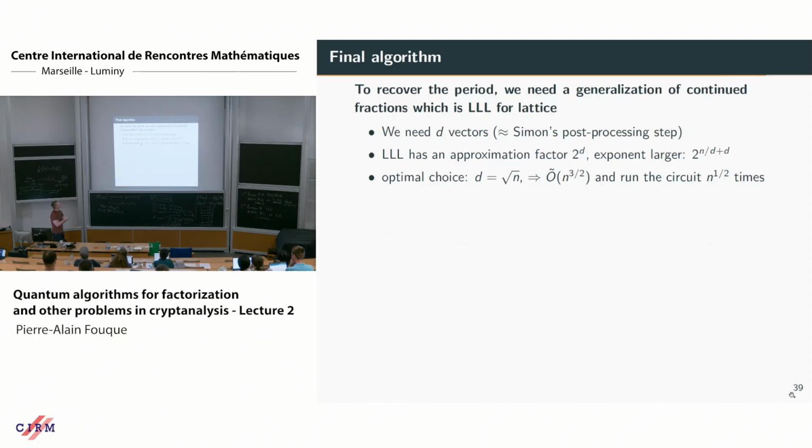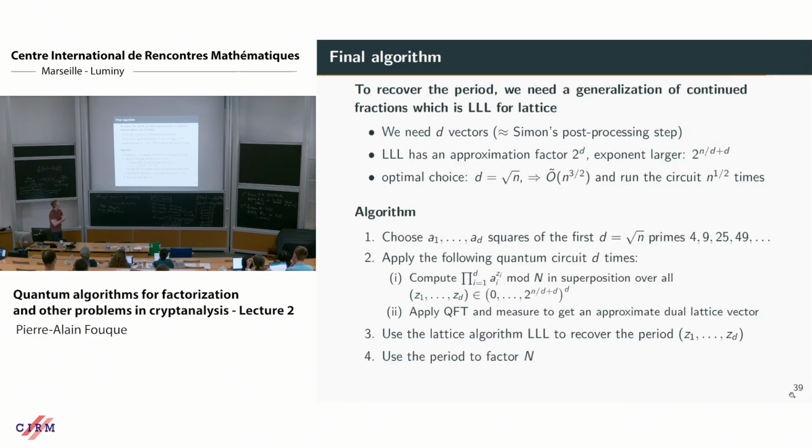And if d is the square root of n, I will explain why I need n to the 3/2 qubits. You need to run the algorithm square root of n times because, as for Simon's algorithm, you need to recover as many vectors as possible. Now the algorithm is exactly the same. I begin with the first square of the first prime here, so I go up to this value. For n equal 2048, it is not too much.